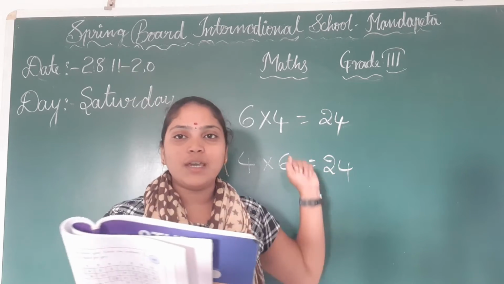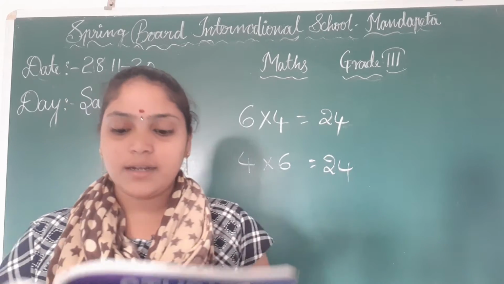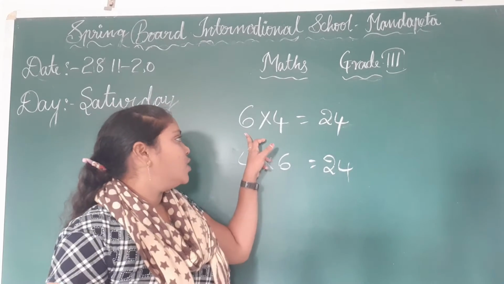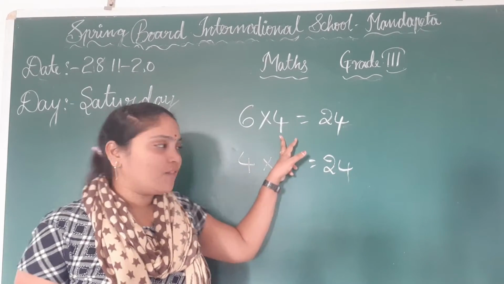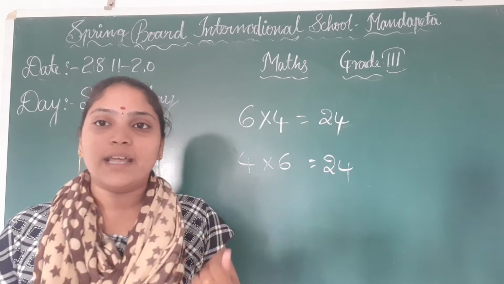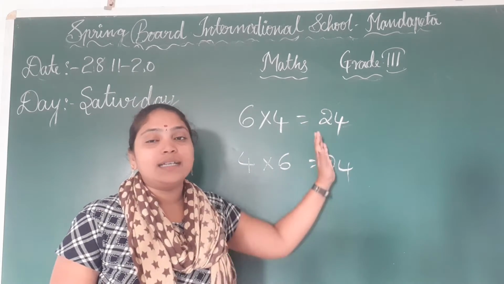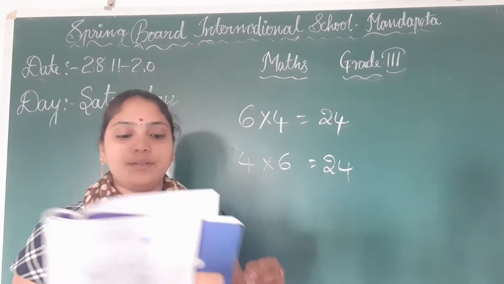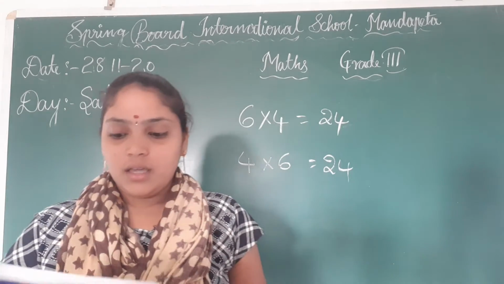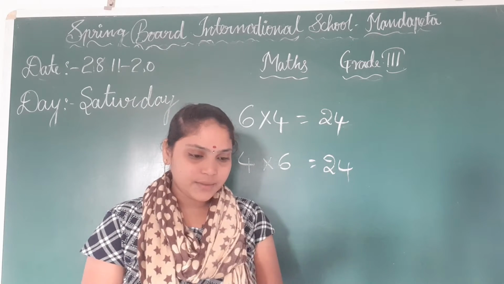So what do you observe here, children? Changing the order of numbers in multiplication does not change the product. Here first given 6 and here 4, but here 4 and here 6. We just changed the order of numbers, but the product does not change. Remember this point, everyone.